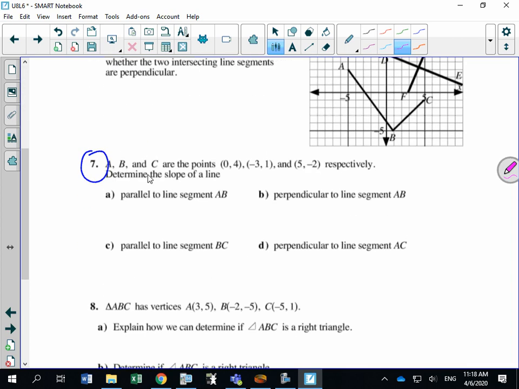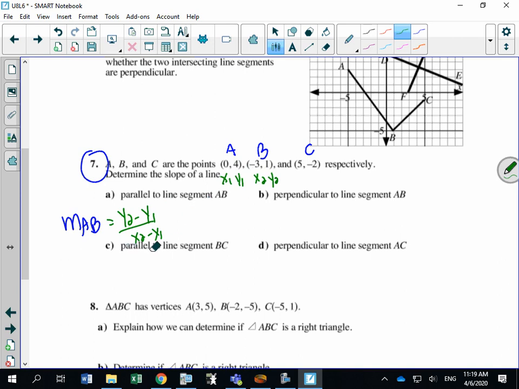And then your last class example, number 5, it gives you 3 different points. And what it says is determine the slope of a line parallel to AB. So the first thing you have to do is figure out, well, what's the slope of AB? So this is point A, B, and C. If I said what's the slope of AB, x1, y1, x2, y2. So you would have to calculate the slope of AB, and then parallel means identical slope, right?